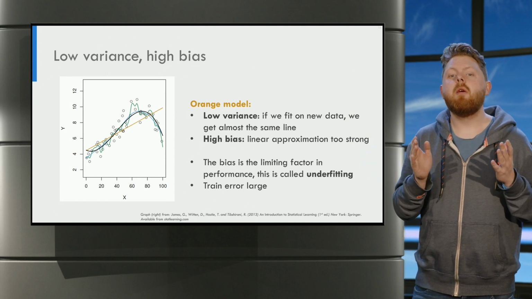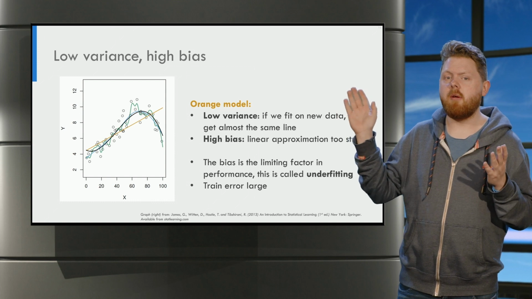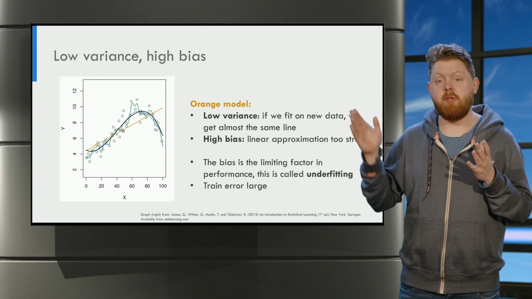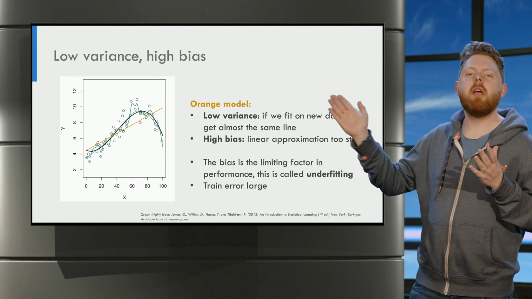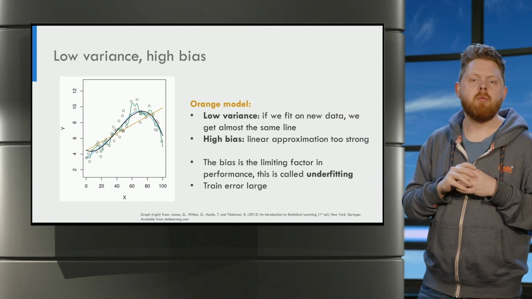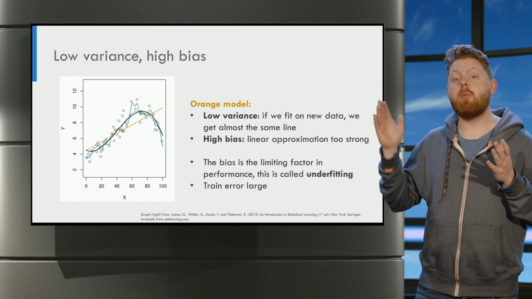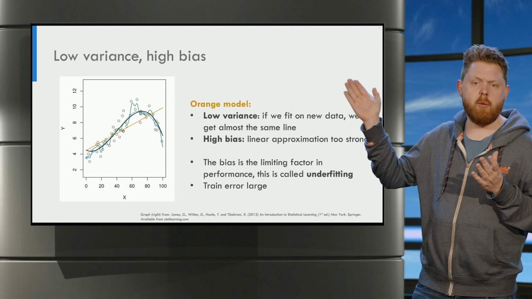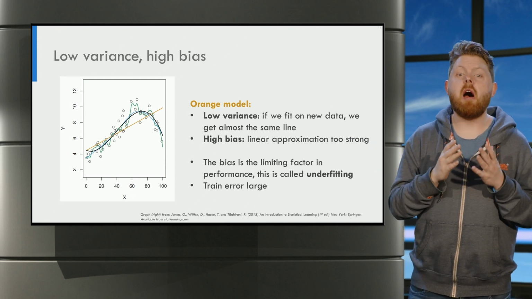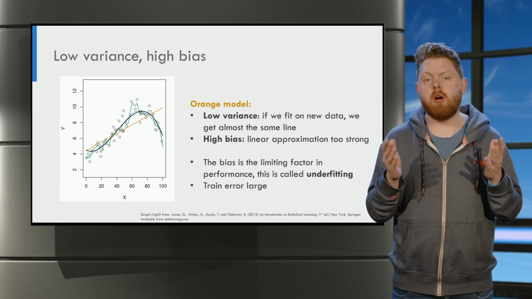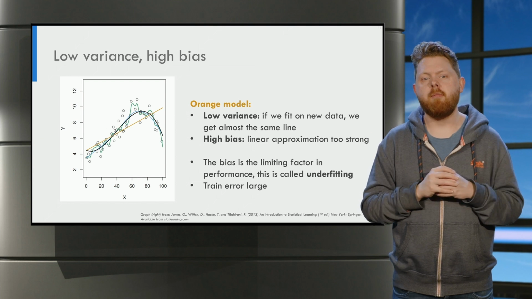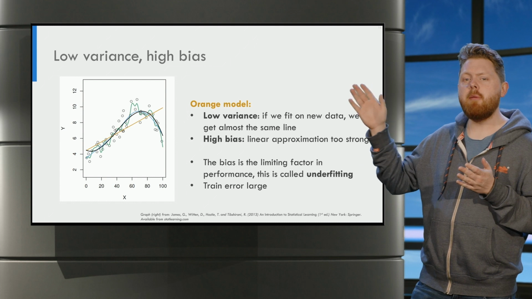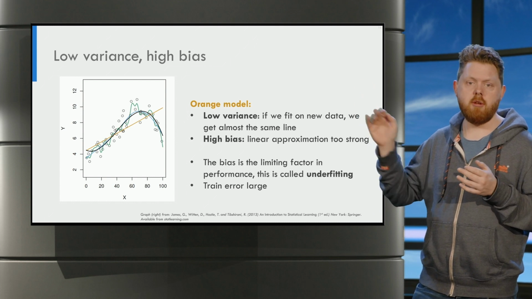On the other hand, we say it has a high bias. Why? Well, the true trend is given by this black line. And you can see it's actually non-linear. So our linear approximation here is too strong. It does not capture the real trend well. So we have a high bias because we have a large approximation error. In this case, the bias is the limiting factor in our performance.